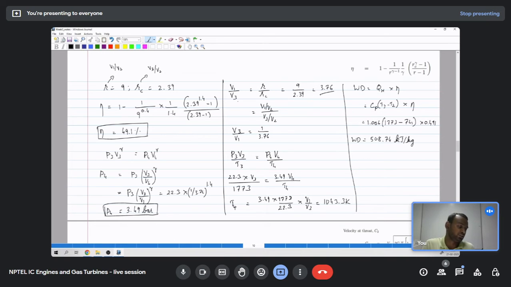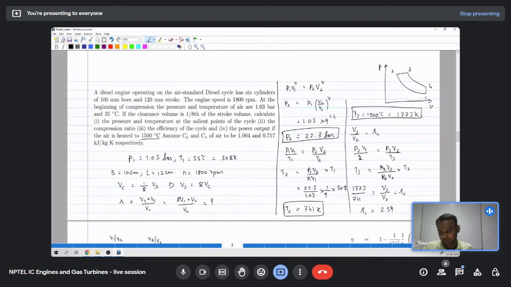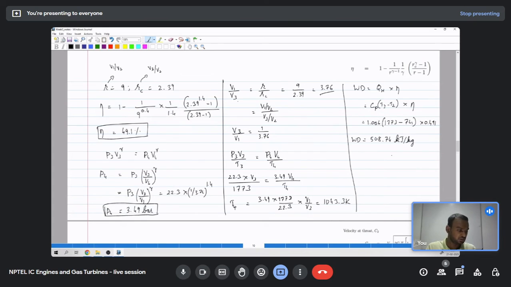In this problem we can calculate the work done per unit mass of the working fluid, but the original bore and stroke of the engine is given, and also the intake pressure and temperature conditions are given. So with this we can calculate the mass of the working fluid that was present at the start of the stroke. If we calculate that, instead of telling work done per cycle per kg, we can also tell directly work done per cycle.